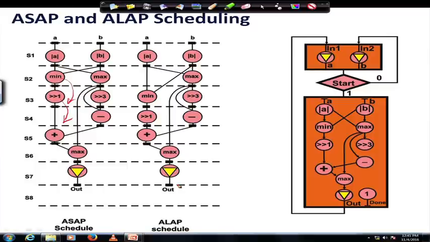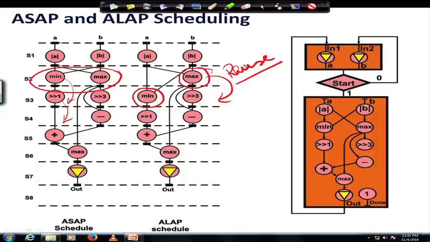Now, if you look at this, you can see that in this case, since I have done as soon as possible, if I have got some functional unit that can do min max at the same time, I will need two of them, whereas I can have only one of them here, and that can be reused here. That is possible to be reused. Now, that is the pros and cons of the different scheduling algorithms.